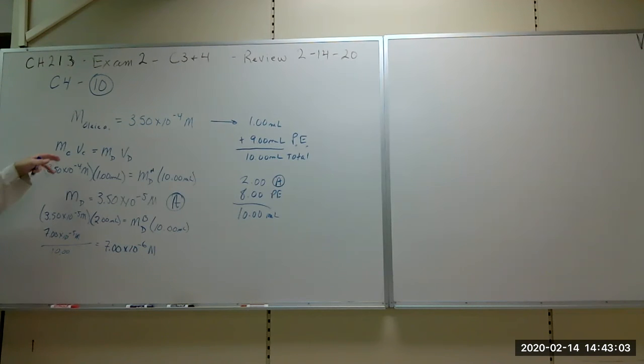I think my slides were M1V1 = M2V2. But this one, when we say concentrated and dilute, it might be easier to follow.